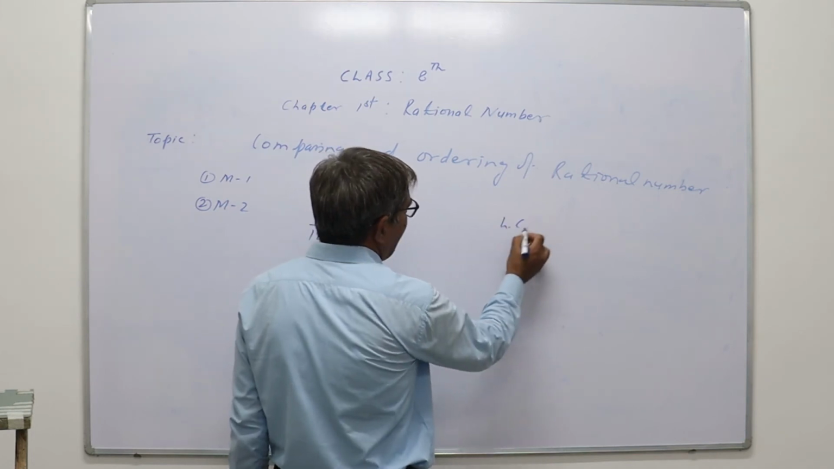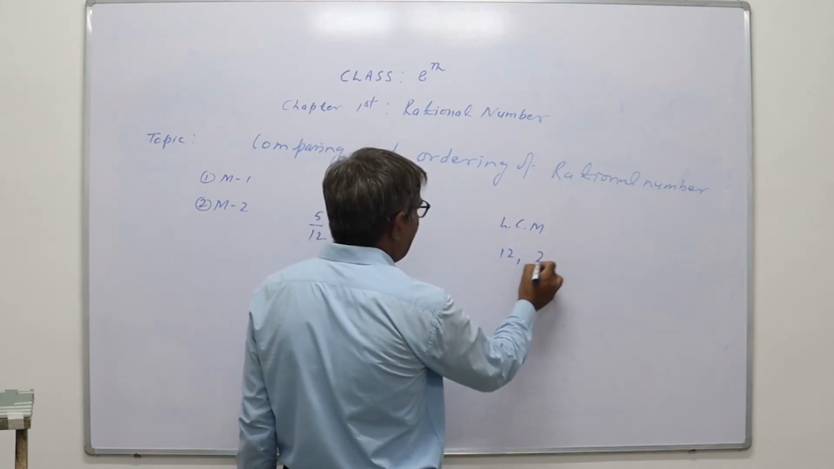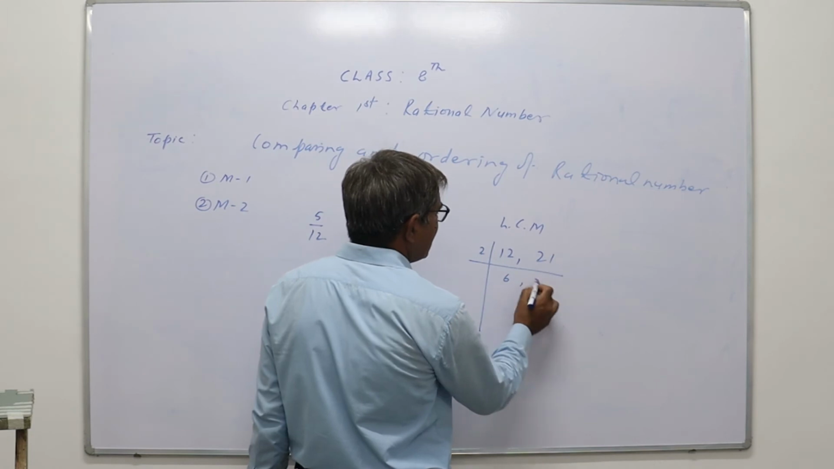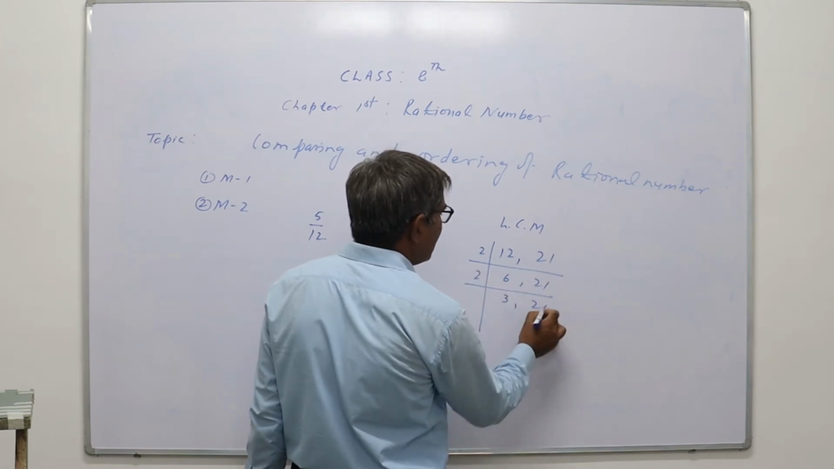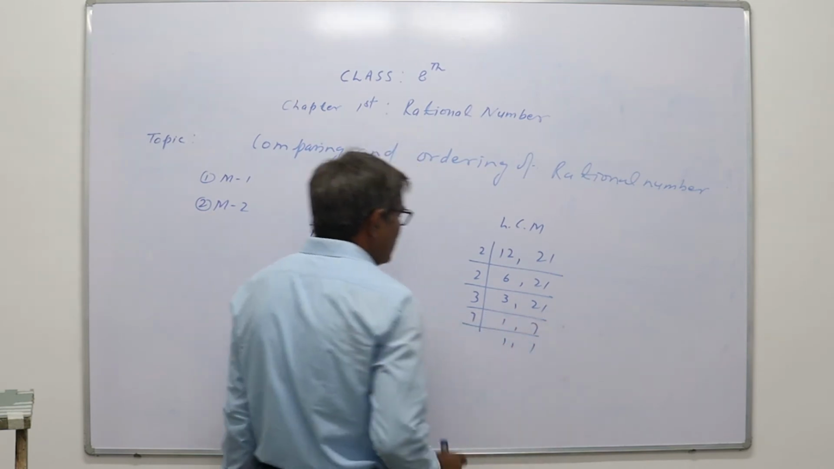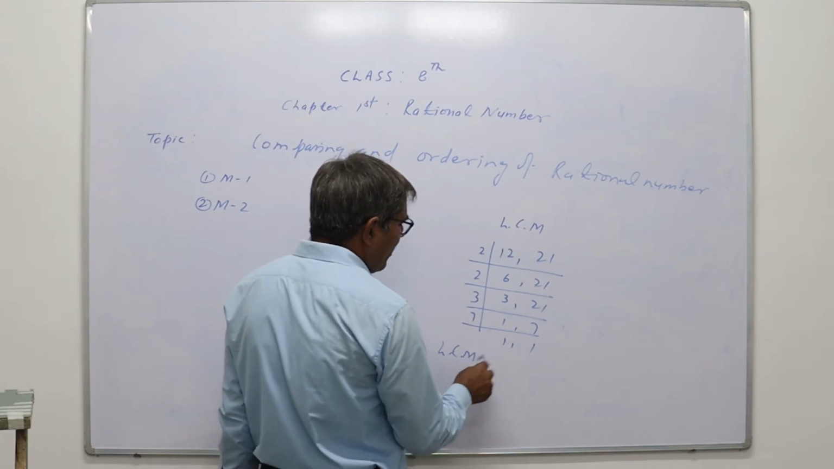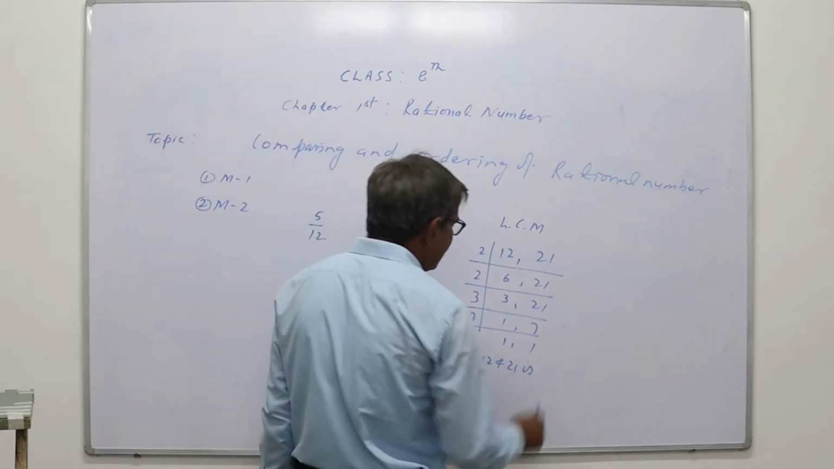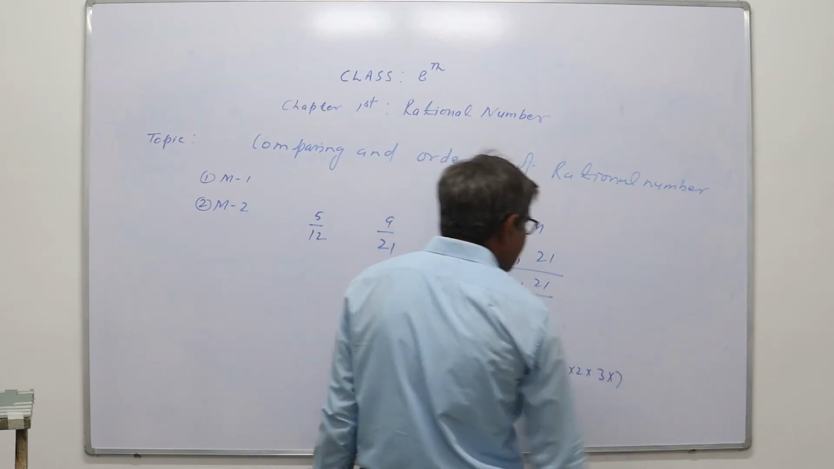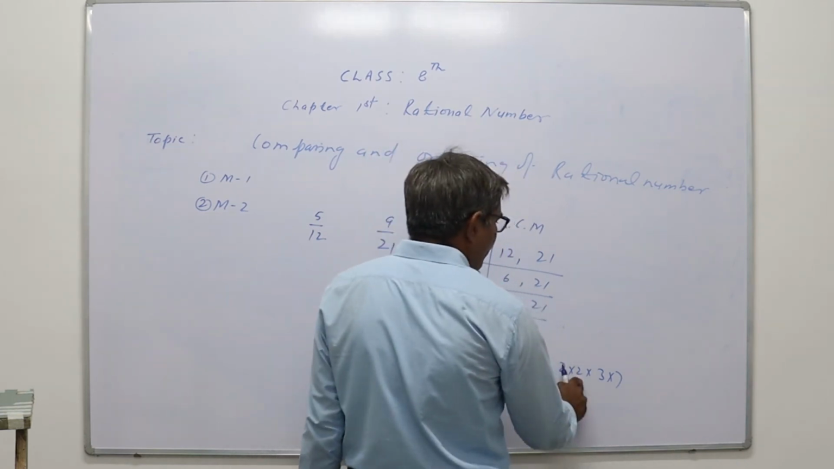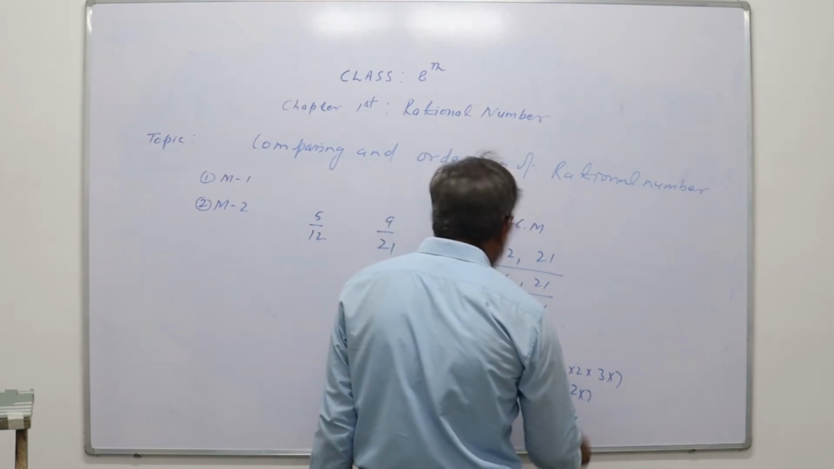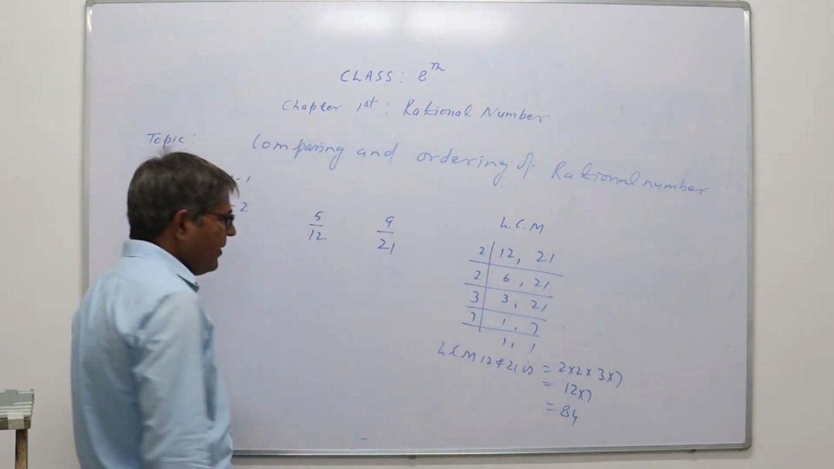First of all, we will find the LCM of the denominators of both the given rational numbers. So to find the LCM of the denominators 12 and 21: first divide by 2, 6, 21; 2, 3, 21; 3, 1, 7; 7, 1, 1. So the LCM of 12 and 21 is equal to 2 into 2 into 3 into 7. So 2 twos are 4, 4 threes are 12, 12 into 7 will be equal to 84. So here the LCM is 84.